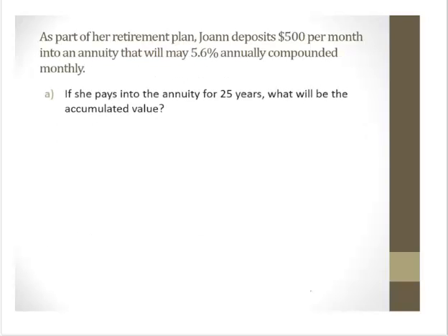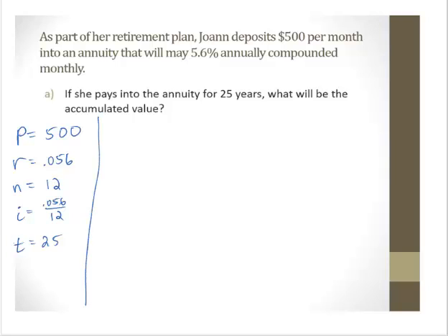As part of her retirement plan, Joanne deposits $500 per month into an annuity that will pay 5.6% annually, compounded monthly. If she pays into the annuity for 25 years, what will be the accumulated value? All right, so how much are we putting in per month? $500. Now our rate is 0.056 and our n is 12, so I is 0.056 over 12. T, the number of years, is 25.